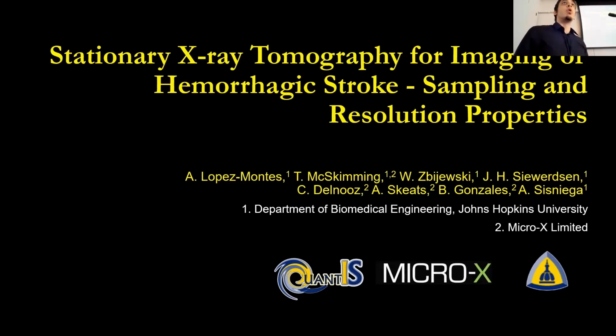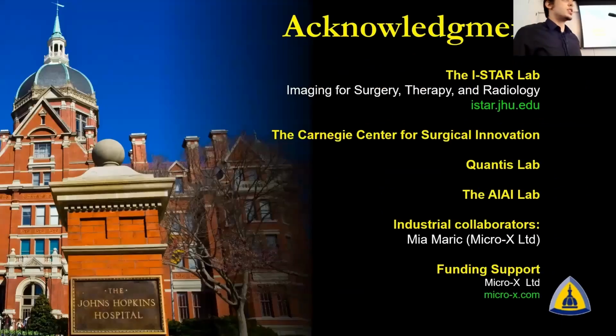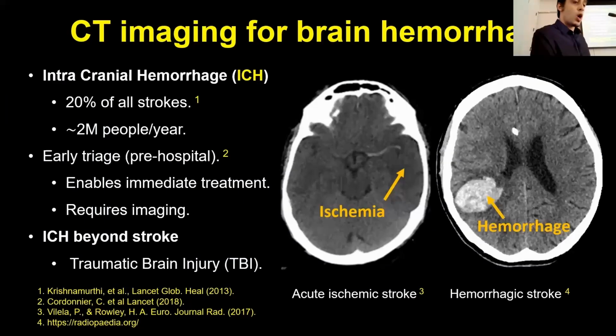In this work, we are exploring the feasibility of using stationary X-ray tomography to detect blood inside the brain, especially for detecting hemorrhagic stroke. We're going to show some results according to sampling and resolution properties. Let me first acknowledge all our collaborators. This work is part of a project between the ISTAR lab of Johns Hopkins University and the Australian company MicroX.